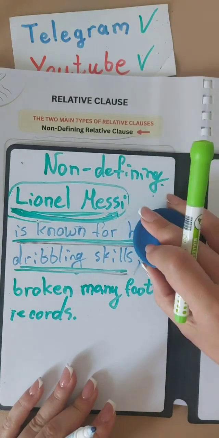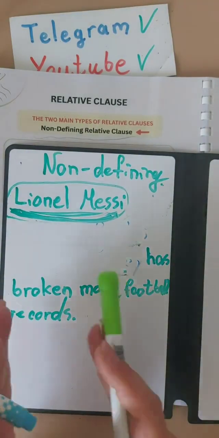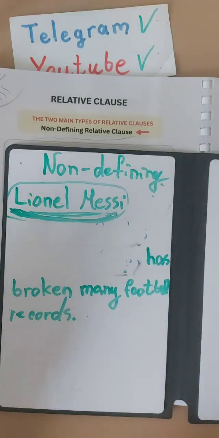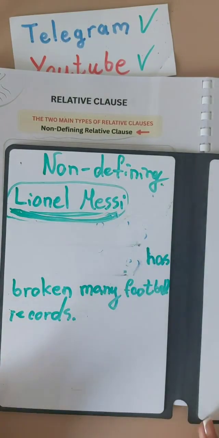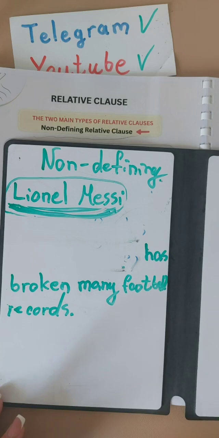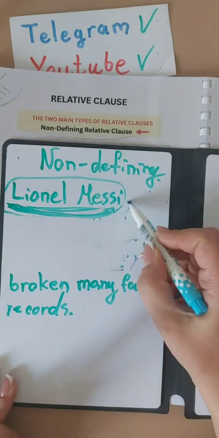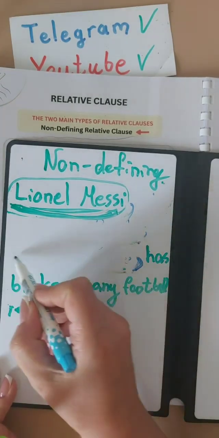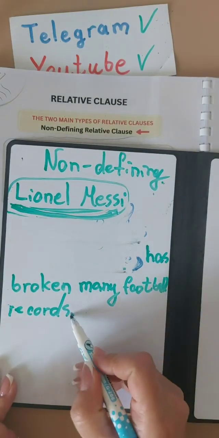If I remove this sentence, does the sentence still make sense? Is the sentence complete? If yes, it's usually a non-defining relative clause, okay? And if we add extra information, we should always add commas. After the person, comma, here, comma, and in the middle, you can add extra information, okay?